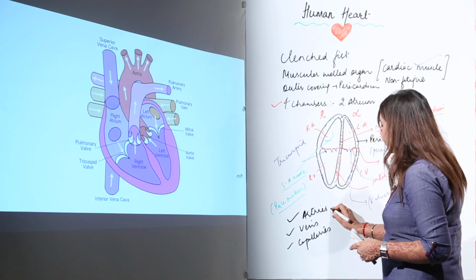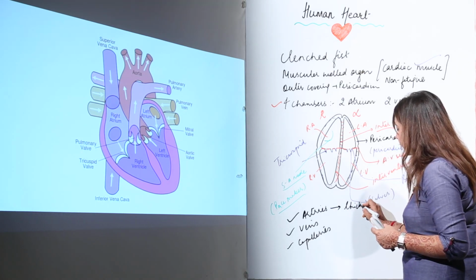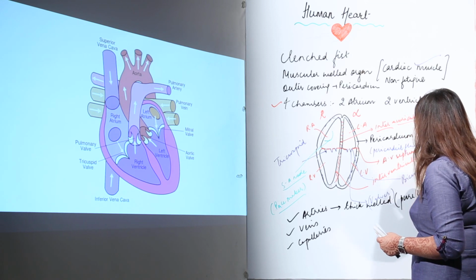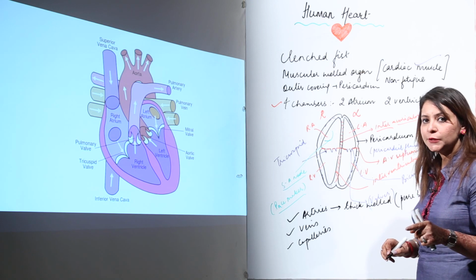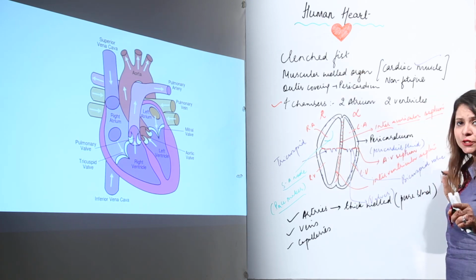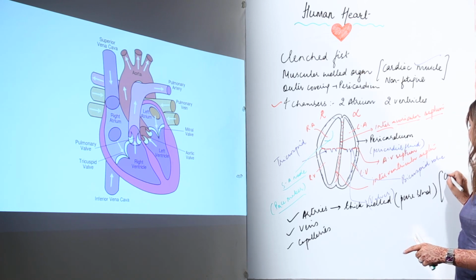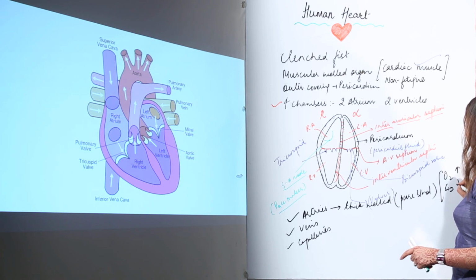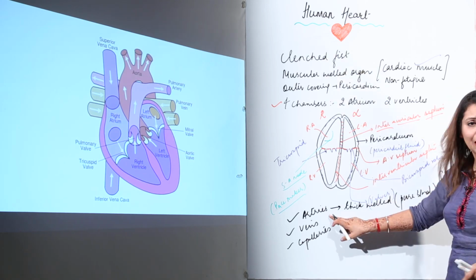Now what does an artery do? An artery is thick walled, and its function is to carry pure blood. And which blood is called pure blood? Pure blood is oxygenated blood. The other name for pure blood is oxygenated, the one which is rich in oxygen, which has more oxygen and comparatively very little carbon dioxide. That is the pure blood, and it is carried by the arteries.